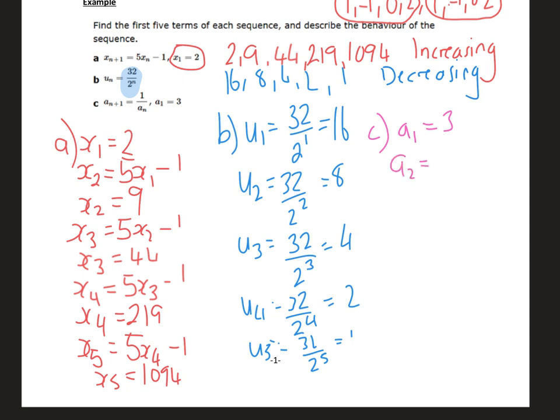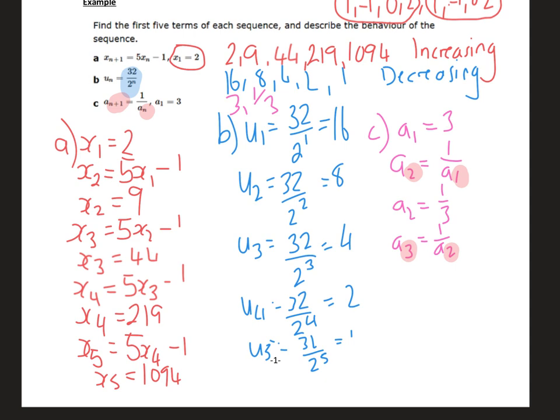So a2 would be 1 over a1. So a2 would be 1 over 3. So it starts off 3, then a3 would be 1 over a2. If you're getting confused by where I'm getting these 3s and 2s from, it's just here, look, n plus 1 and n. If n plus 1 is 3, then n must be 2. If n plus 1 is 2, then n must be 1. It just means the term before.